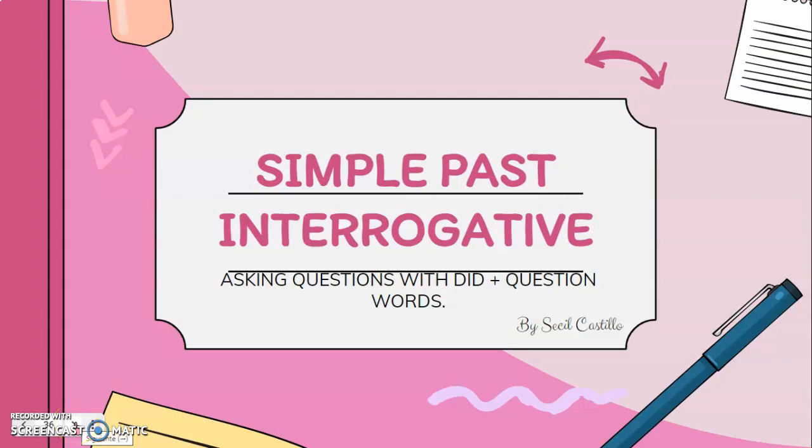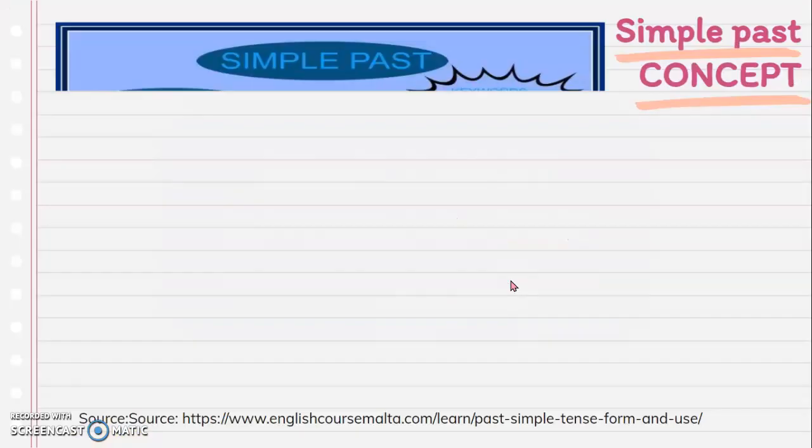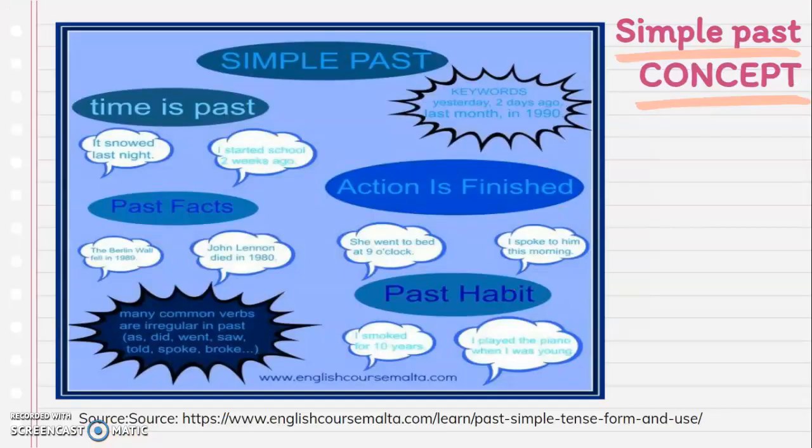Today our goal is to learn how to use simple past in interrogative with question words. As we previously said, we use simple past to talk about a specific time in the past, a past fact, an action that is finished, or a past habit. Remember that many verbs in English are irregular verbs.